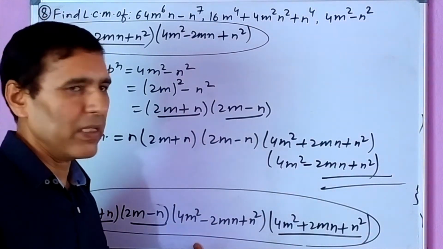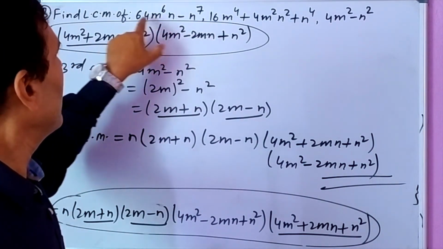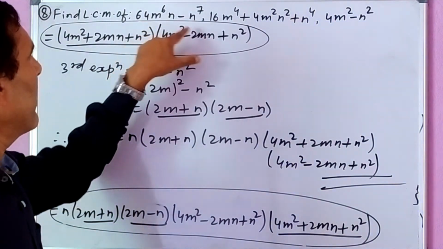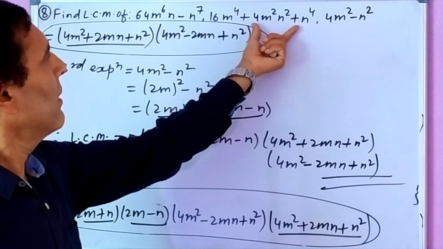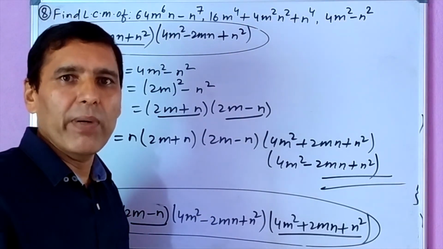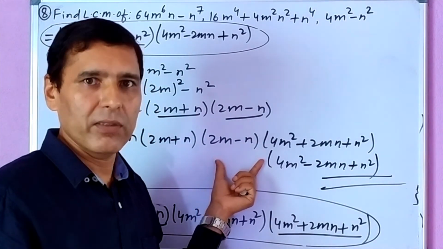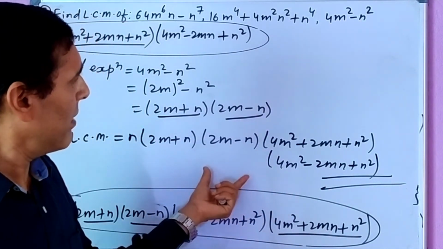Here the factorizations were slightly longer, but not so difficult. But in this one, just by taking n common, we get a cube minus b cube form. Easily we can use the formula. There also, we are familiar with this type of factorization. We did lots of such factorization in the previous chapters also. So I think you don't have any problem understanding this.